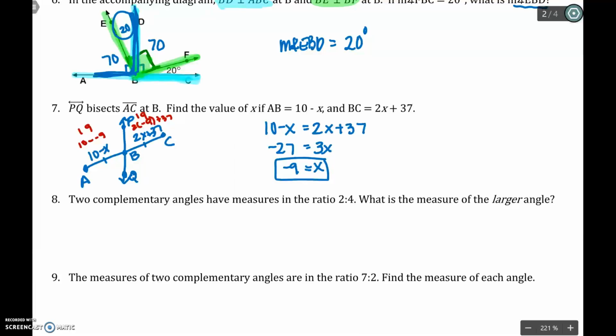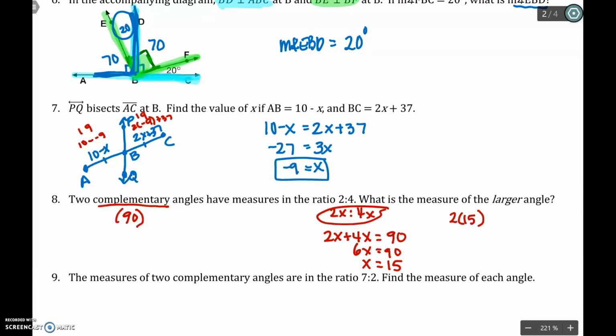Okay, moving on. Number 8. Two complementary angles, remember that means they add to 90 degrees, have measures in the ratio of 2 to 4. That's like saying one of them is 2x and the other is 4x. And I know that together they're complementary, they have to have a sum of 90 degrees, so I can add them together. And I can get that 6x equals 90, divide by 6 on both sides, and get that x is 15. And then my angles were the 2x and the 4x. If I were to plug in that 15 for each, I can find that 2 times 15, the smaller one, would be 30, and 4 times 15, the larger one, would be 60.